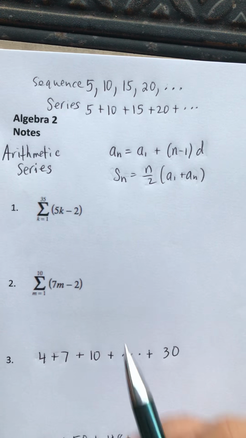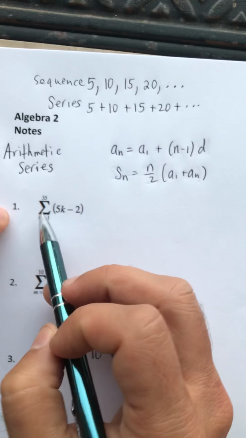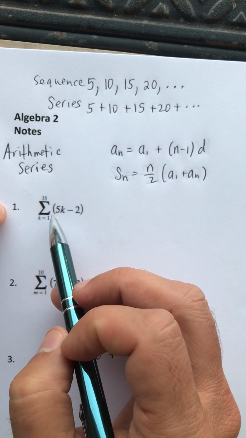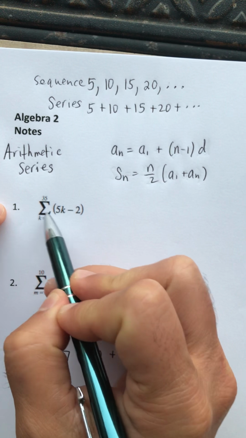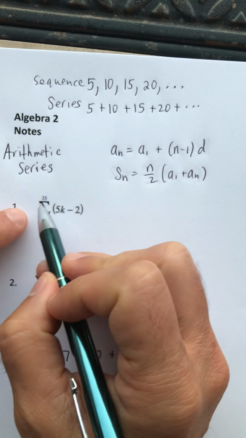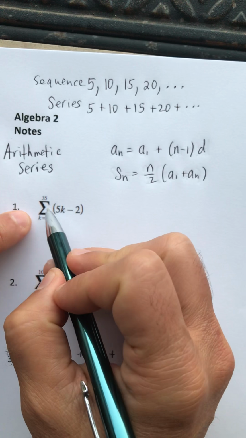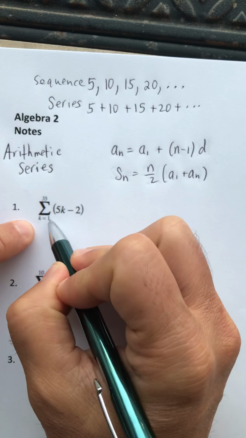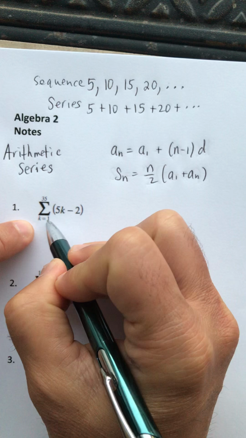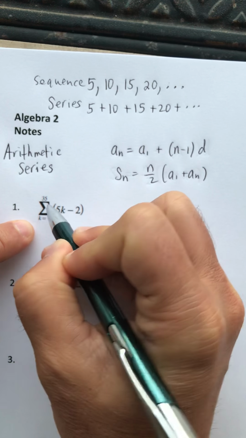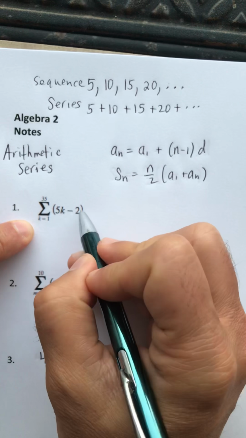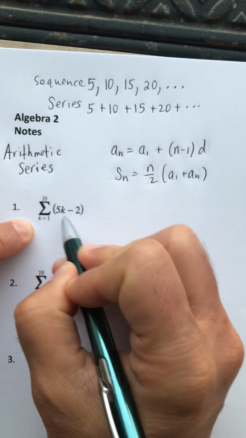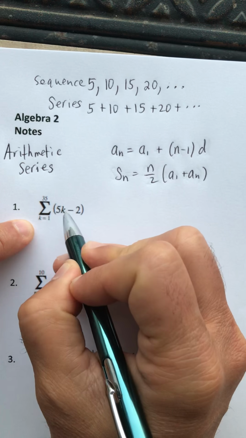So let's try numbers 1 and 2 here. Don't get confused by this notation. This is a Greek symbol for sum. So all this is saying is find the sum of the first 35 terms. It says from k equals 1 to 35, so we're adding 35 numbers together. And this is the formula for the sequence.